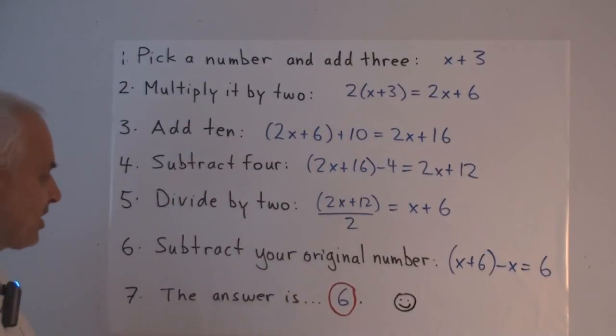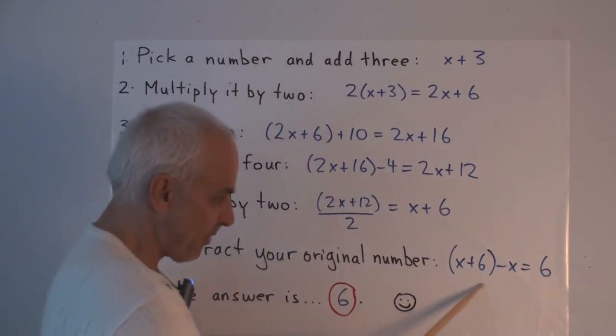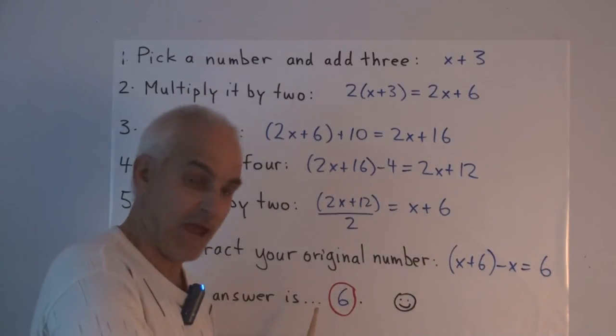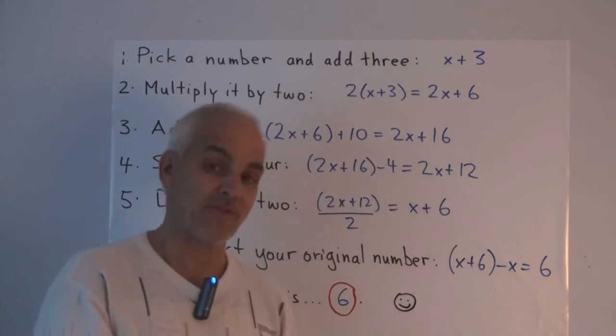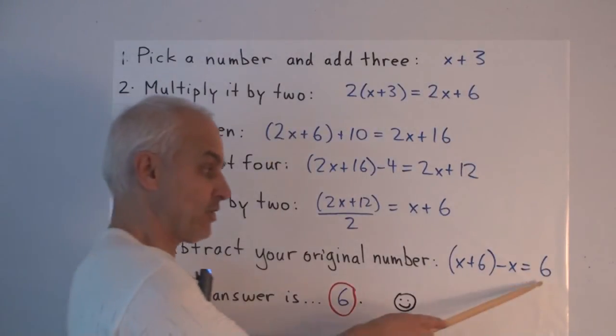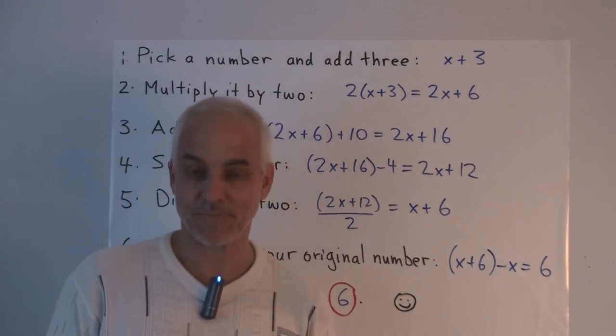Okay, and then finally we're asked to subtract our original number. So there's the number we got right now. The original number was x. If we take x plus 6 and we subtract x, then we end up with 6. And you can see that, yes, the answer is 6. It is independent of the number x that you started with.